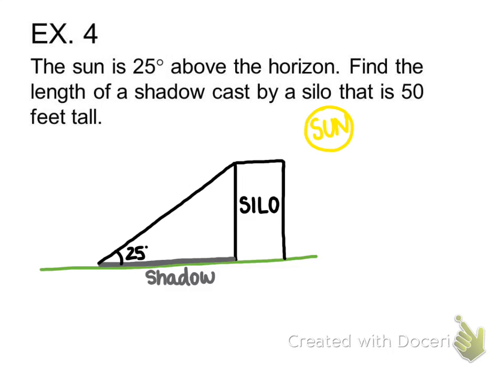That's the angle of elevation, so it's from the ground up to the sun. The height of the silo is 50 and the shadow is X. So if I label from 25 degrees, then 50 is the opposite side and X is adjacent. So opposite over adjacent is tangent. So tangent of 25 is equal to 50 over X.